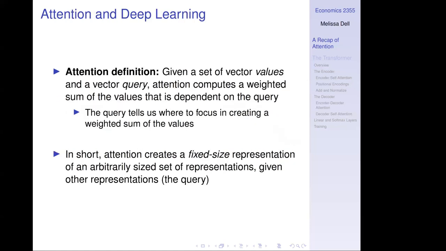And so more generally, the definition of attention is that given a set of vector values and a query, attention computes a weighted sum of the values that is dependent on the query. The query tells us where to focus in creating a weighted sum of the values. In short, attention creates a fixed size representation of an arbitrary size set of representations given the query, which is itself a representation.